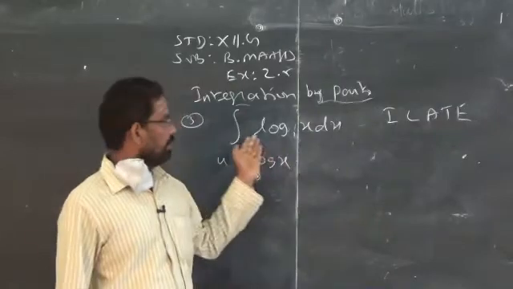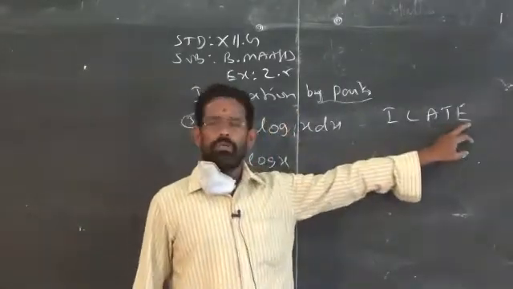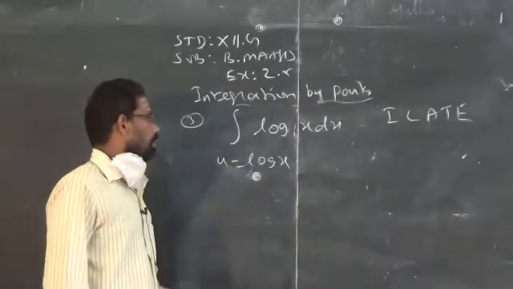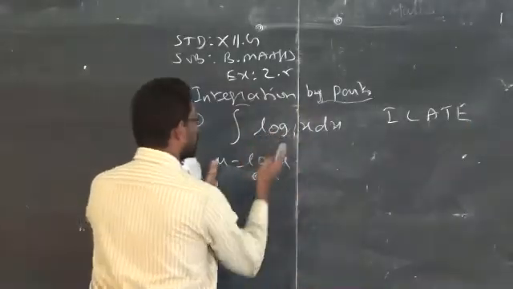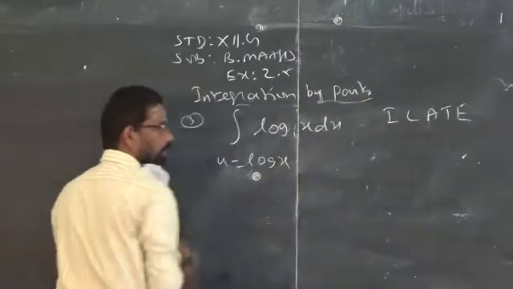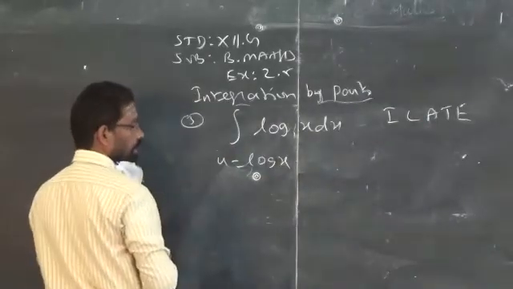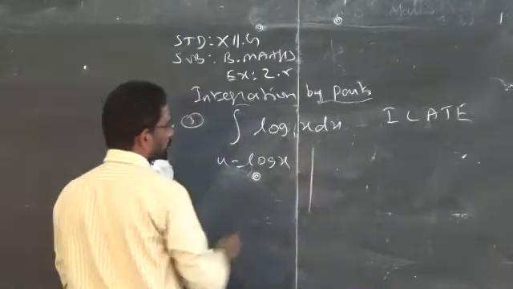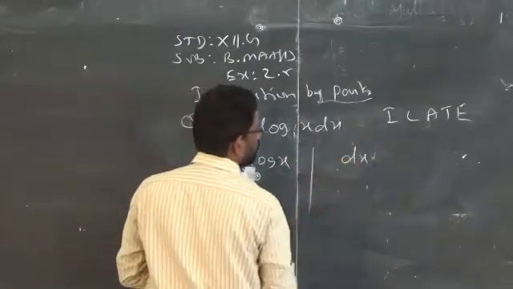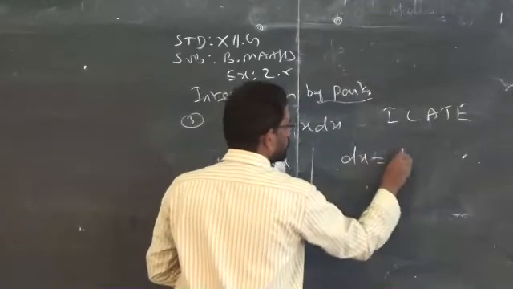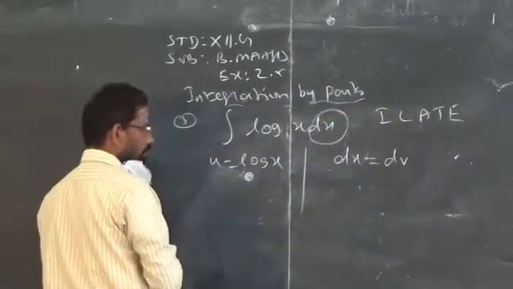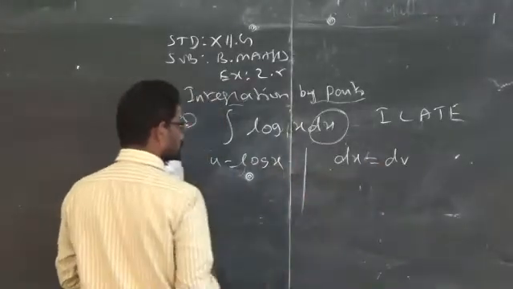Do you have any trigonometric ratio? No. Then last one, E. E stands for exponential. Do you have any exponential form? No. So only log x is there, and in the rule L stands for log. You consider log x as u. Then what is the remaining? dx. That will always be considered as dv. So dx is equal to dv, or you can write dv is equal to dx, your wish.